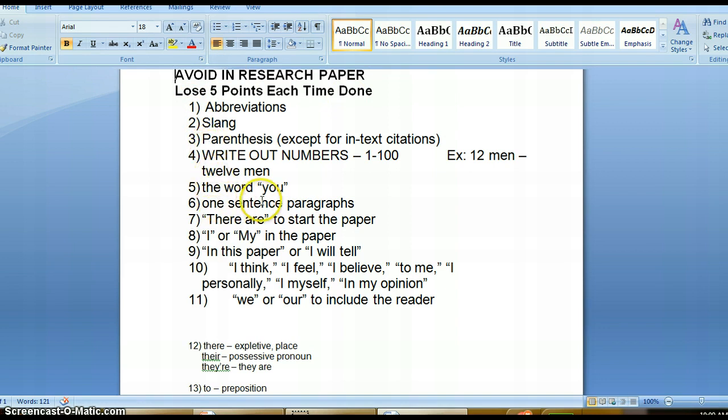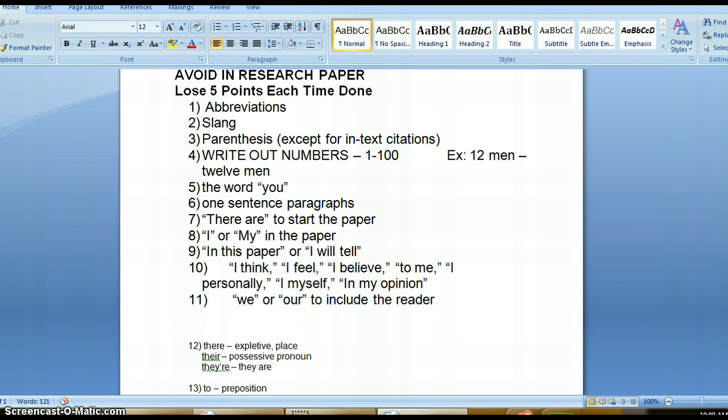Okay, the biggest offenders right here. The word you, okay? People use you all the time in the paper, okay? You do not want to do that. You don't want to address your reader. You want to use one or a person or something else other than you. You can't address the reader in your paper, okay? I think, I feel, I believe, to me, I personally, in my opinion, okay, those are big offenders. So is we or are to include the reader. Those are big offenders, okay?